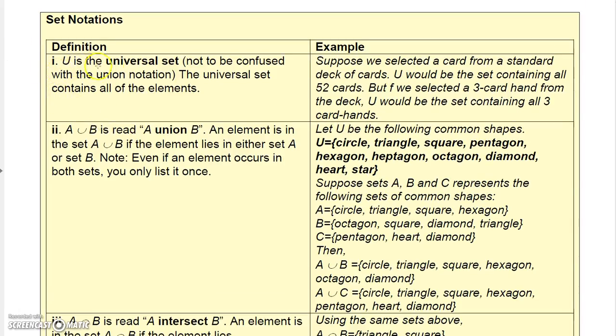Remember, U is the universal set, and so if we selected a card from a standard deck, U would be the set of all 52 cards. Now, but if our experiment was selecting a 3-card hand, then U would be the set containing all possible 3-card hands. Now that's a huge difference, because in the first case you would only have 52 elements in U, but in the second case you would actually have over 22,000 3-card hands. So we won't get into that yet, but I know that's the answer.